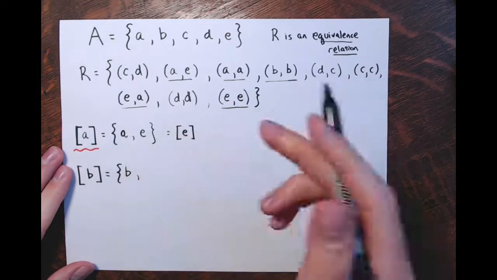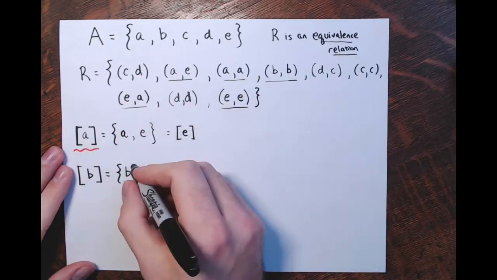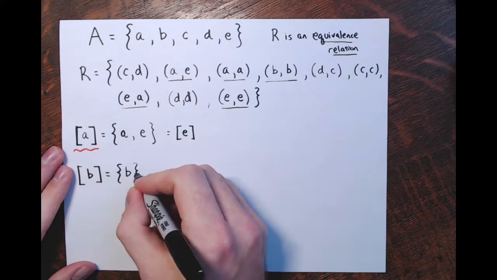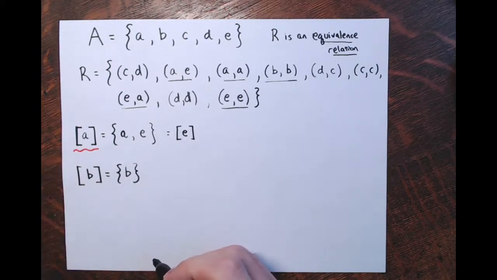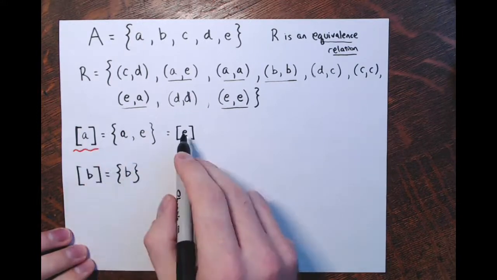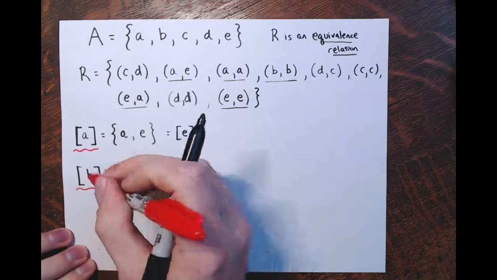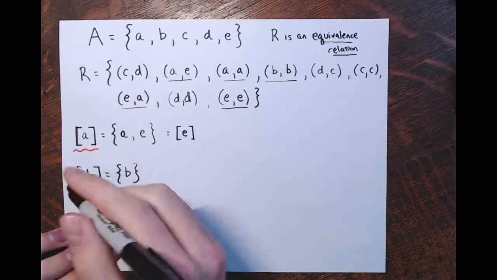And that's it. Those are the only B's I'm seeing in any of these ordered pairs. So that's the whole set. So the equivalence class of element B is just the set with B in it. That takes care of A, B, and E. Again, I'll use this set as part of my partition of set A.